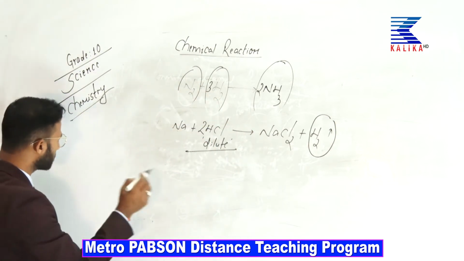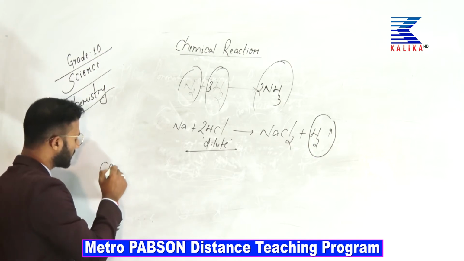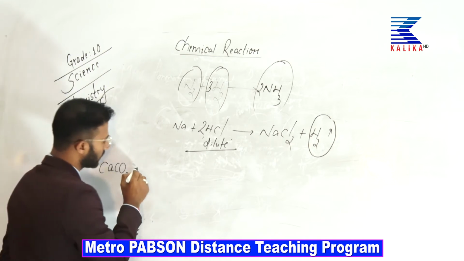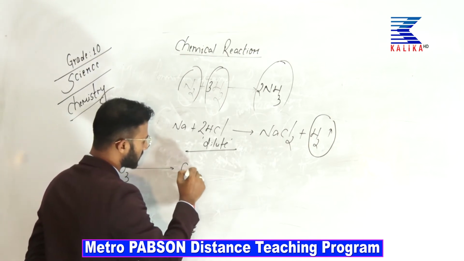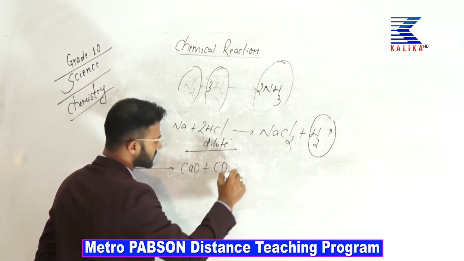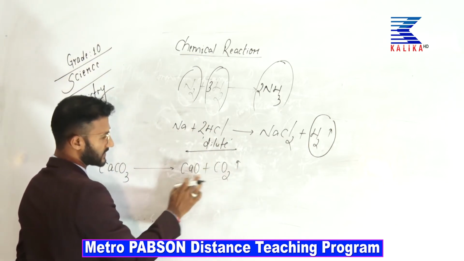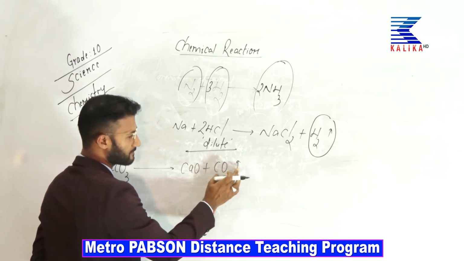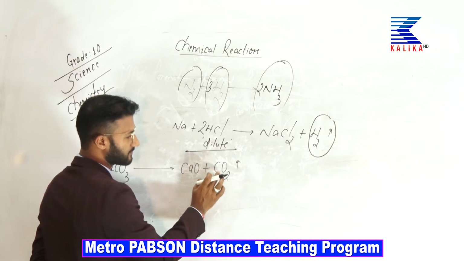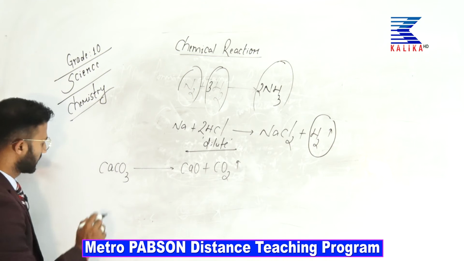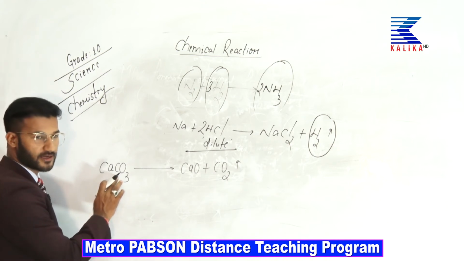Let me write one more example here. CaCO3, it is calcium carbonate. When calcium carbonate is decomposed, it breaks down into 2 different compounds. It is calcium oxide and carbon dioxide gas. Since it is a gas, the arrow is given up. It indicates the form formed is carbon dioxide gas. So this is the calcium carbonate compound.